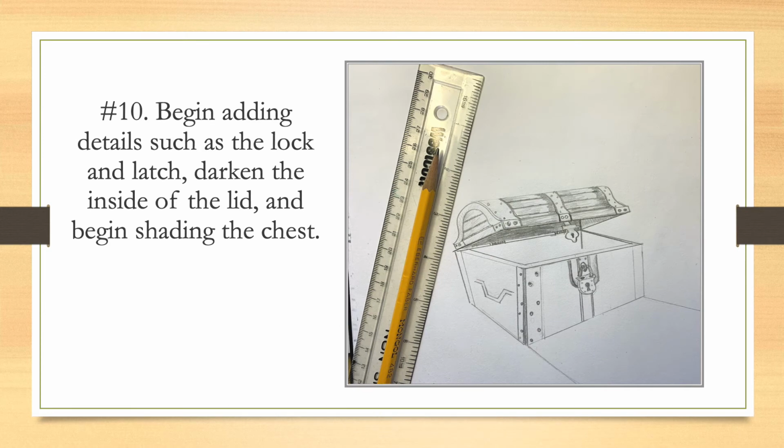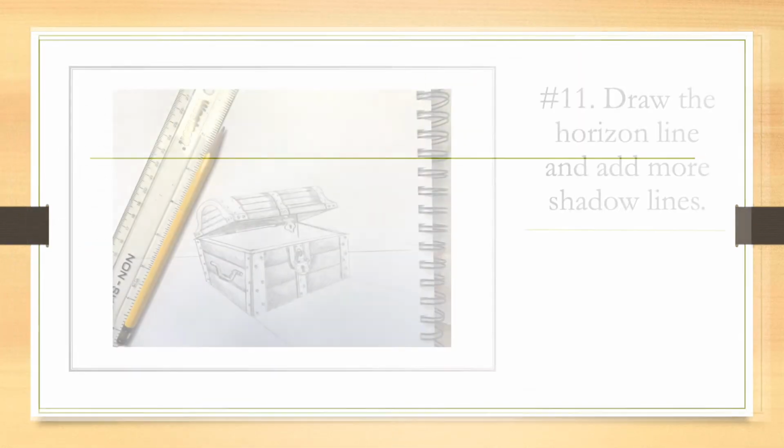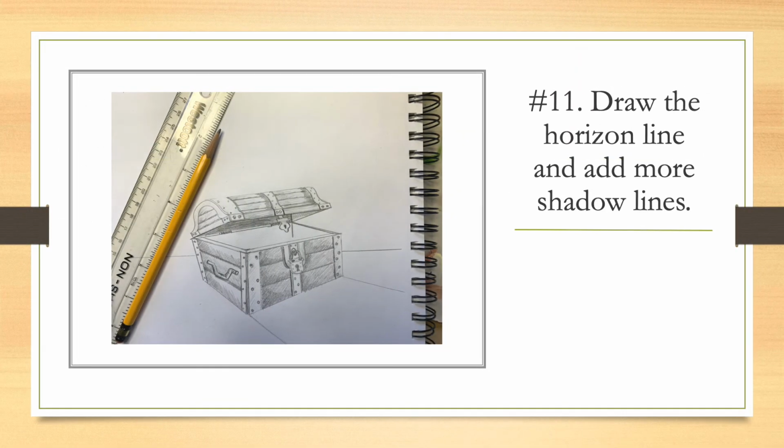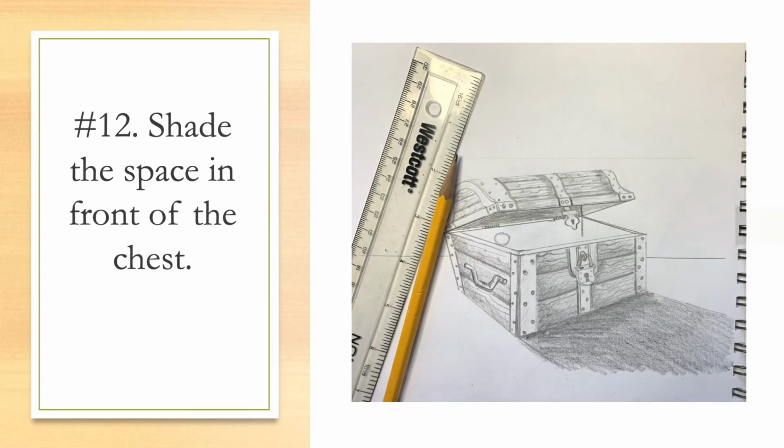Then darken the inside of the lid and begin shading the chest. All of a sudden, you're going to have your chest start coming to life. Number 11, draw the horizon line and add more shadow lines. So if this trunk were in a room or in the basement of a ship, there would be a line in the back where the floor met the wall.